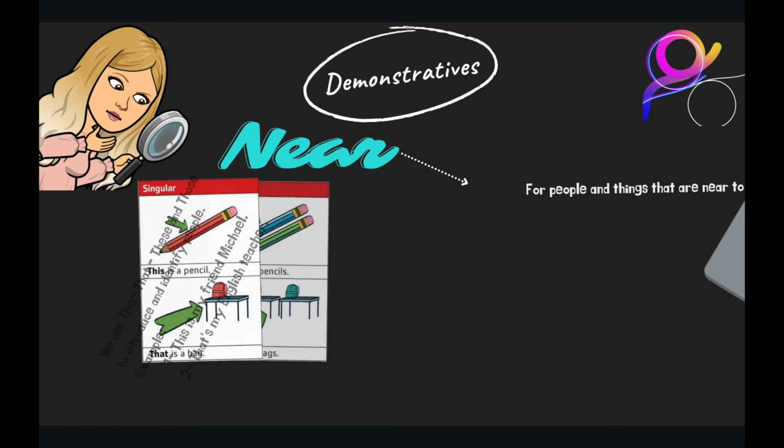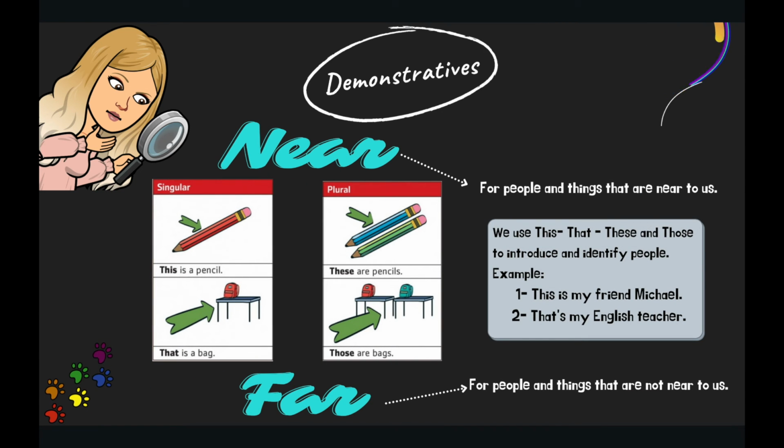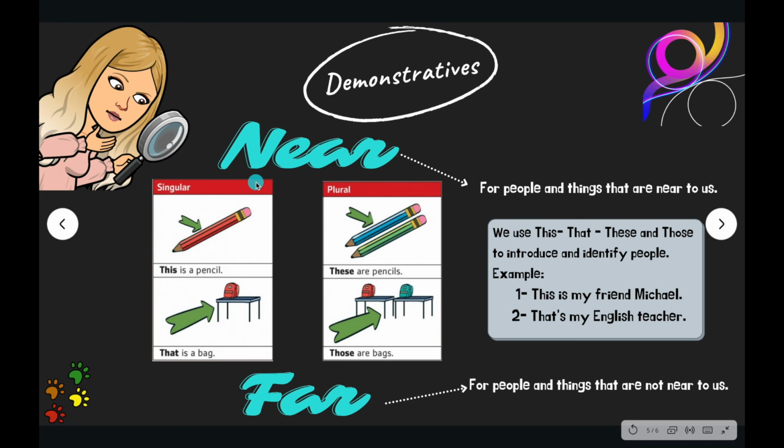And what do we have here? The last content that we are going to work on in this unit number 2. Are you ready? I think that you are ready to learn. Are you ready to understand what I am going to explain now? So, let's talk about a little bit of demonstratives. Pay attention to these photos that I have here. I have two big words, near and far. What is the meaning of these words? Near, cerca, far, lejos. We're going to use the words this, that, these, and those.